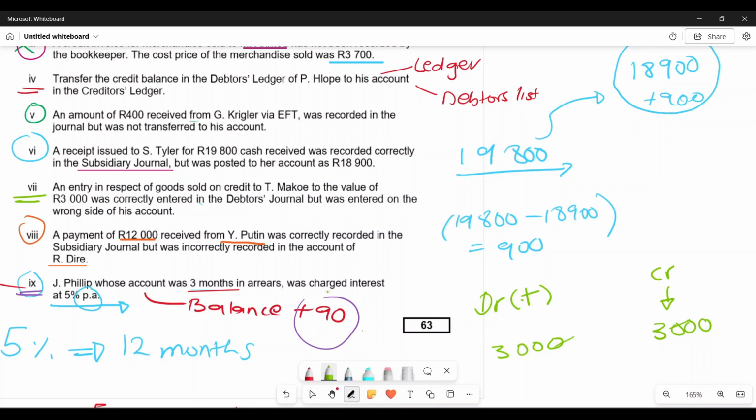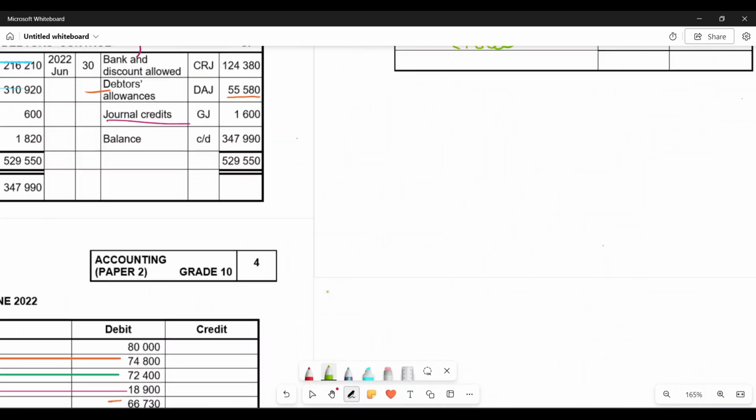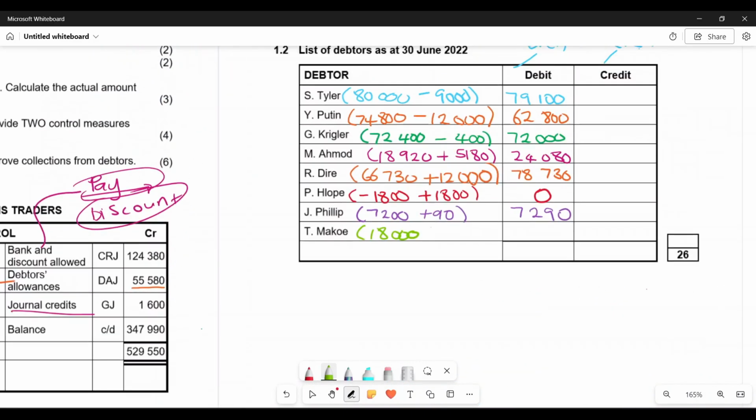We would need to add the 30,000 into his debtors control account. Now, as a result, note what is happening here. These two are doubled, and this would be 6,000. Hence, I say to correct this mistake, we would need to add double this amount, which is 6,000, on his account. So here, plus 6,000.